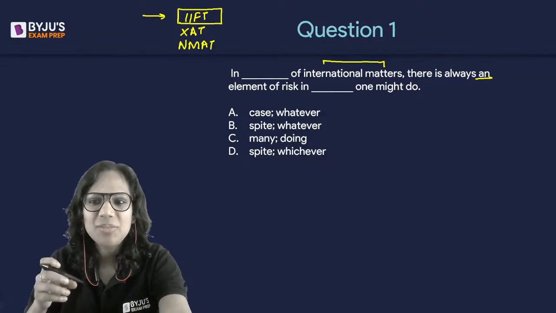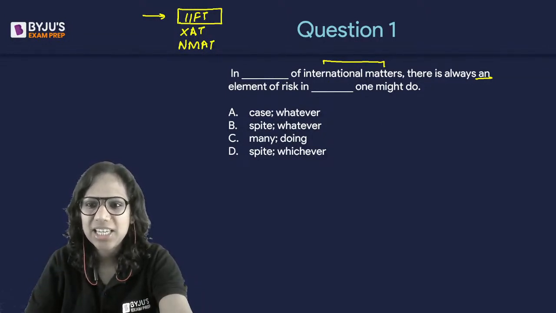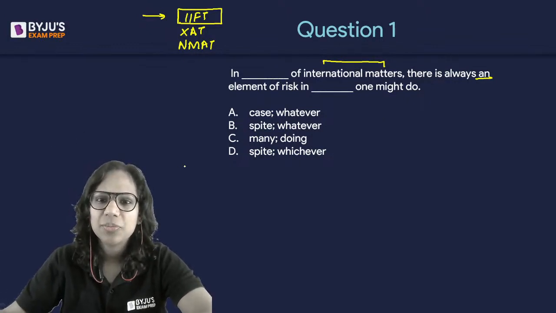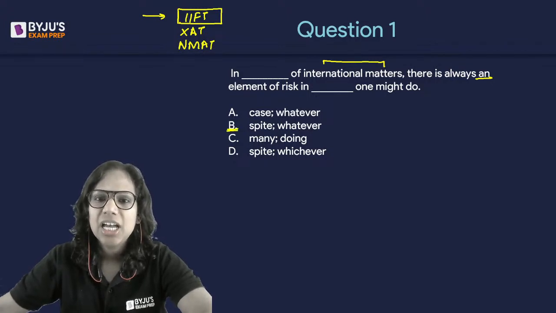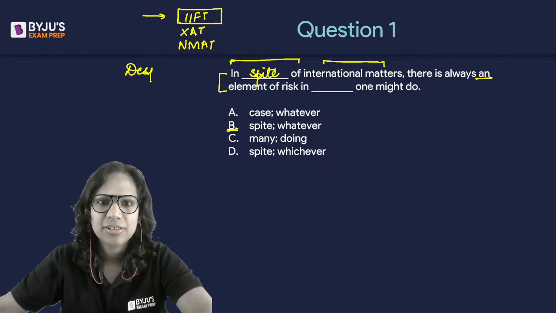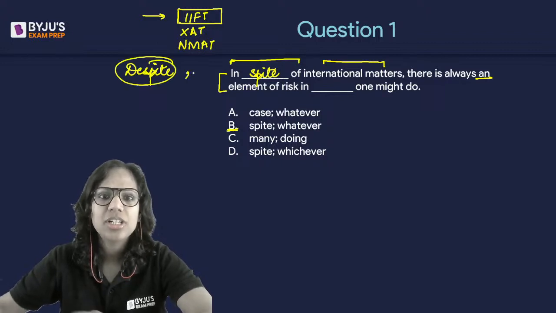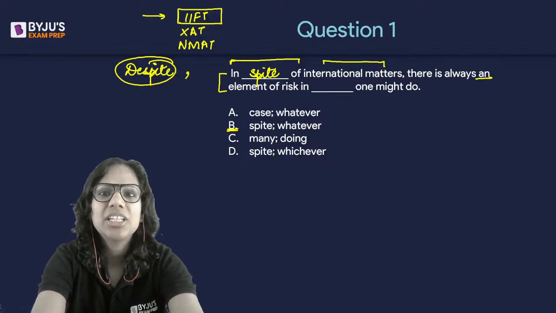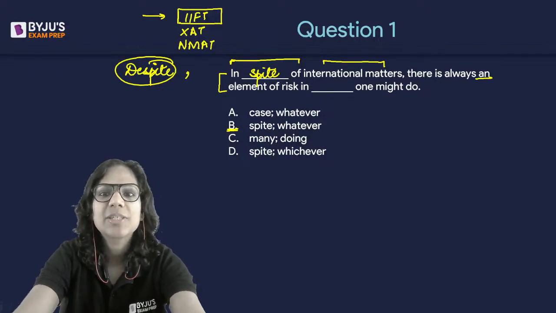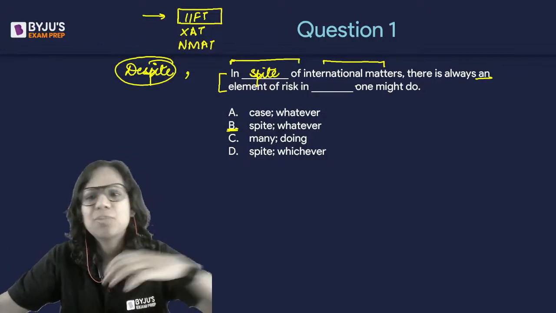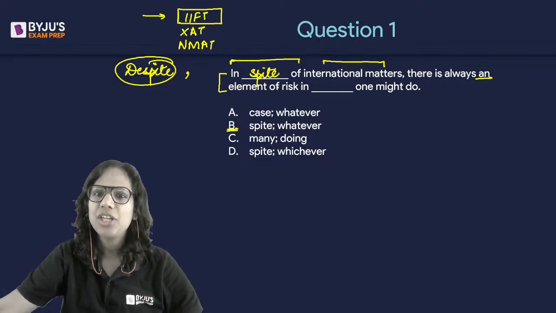So I think the second blank can really help us here. Prajwal says A, Kritika A, Ujjwal says B. All right. So those who say B, is there a contrast here? So in spite of is used to indicate a contrast. Okay, in spite of, despite, they are contrast words. They tell us that something is happening even though something else, some other condition exists. Right? That is the meaning of in spite of. Okay, so without being affected by the factor mentioned. So in spite of international matters, there is always an element of risk.